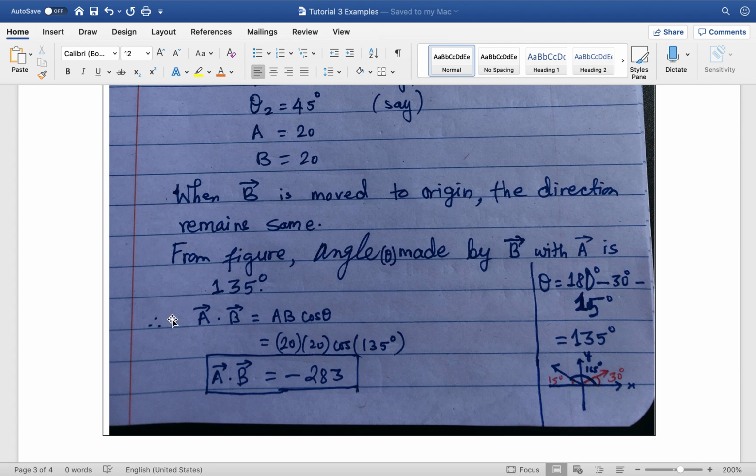So now we can find the dot product between these two vectors. Vector A dot B is really AB cos theta. A is given, which is 20, B is given, which is 20, and cos theta, which we found is 135. If you put this in a calculator, you end up with minus 283.